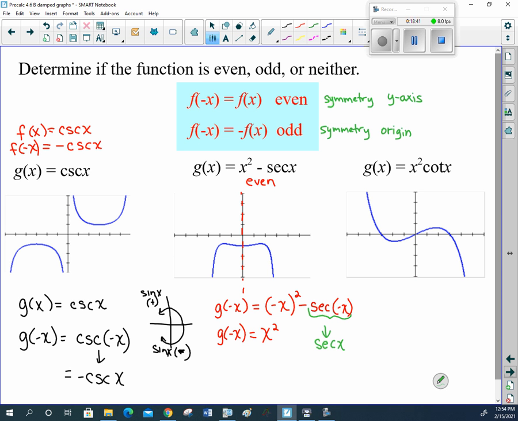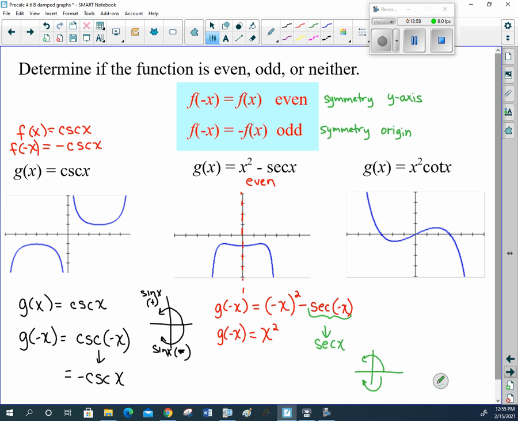Okay, so remember, secant is the reciprocal of the cosine. So what does that mean? That means that when you're rotating the same distance in the positive direction and the negative direction, going positive one way and negative the other way, what happens to the cosine? The cosine is the same value.